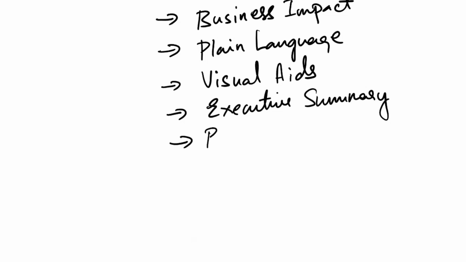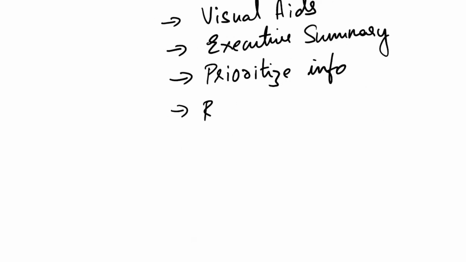Next, prioritize information. Present the most critical information first. Focus on the top findings and risks that require immediate attention. This ensures that stakeholders grasp the urgency and importance of the issues. Next, real world examples. Use real world examples to illustrate technical findings. Relate your findings to actual scenarios or incidents that can help stakeholders understand the practical implications.